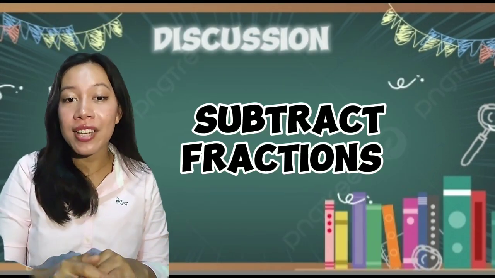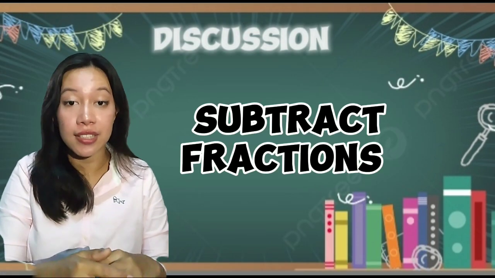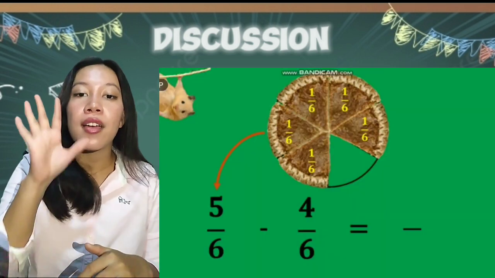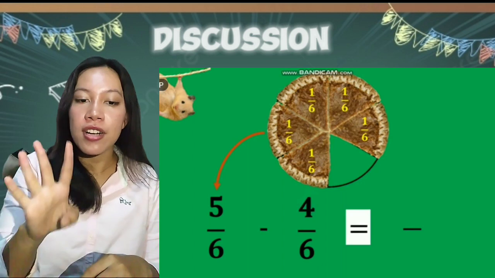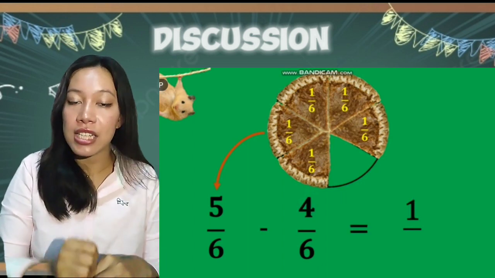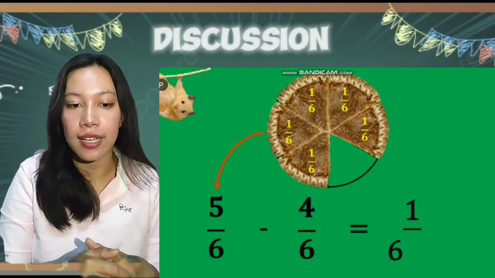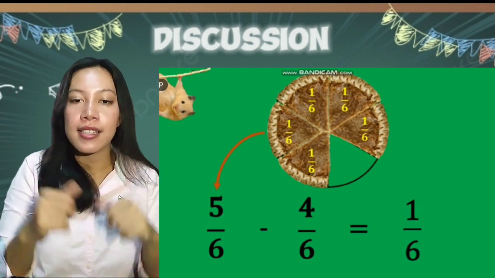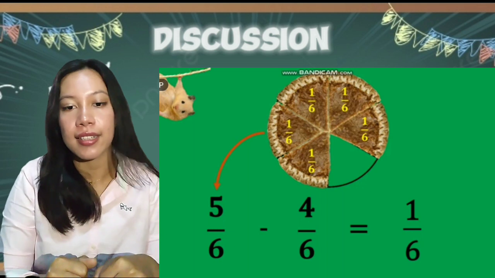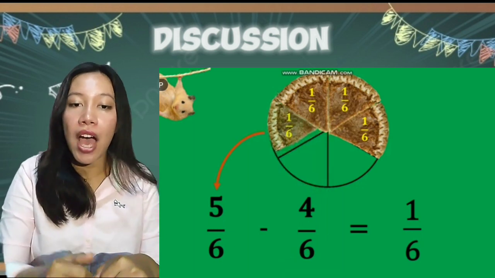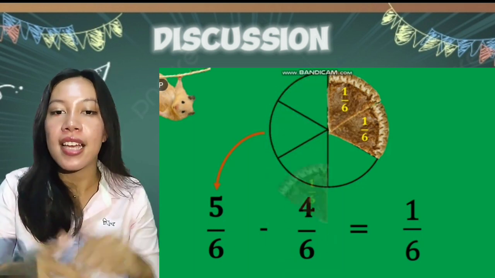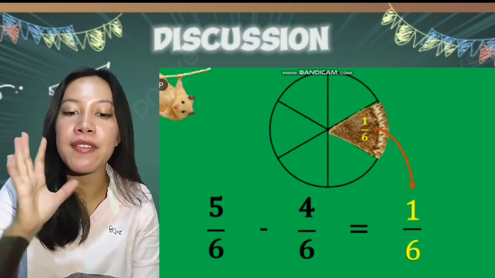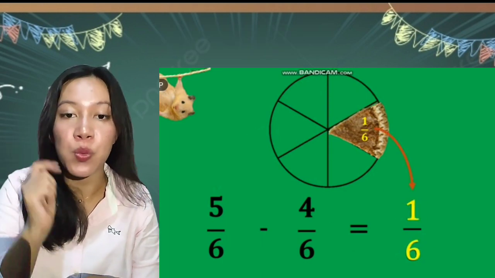Class, subtraction is very similar to addition. Now, let's subtract 5/6 and 4/6, which is equal to 1, and copy the denominator which is 6. That's right. Now, to visualize this, let's take away or remove 4/6 portions from 5/6. Then 1/6 will be left.